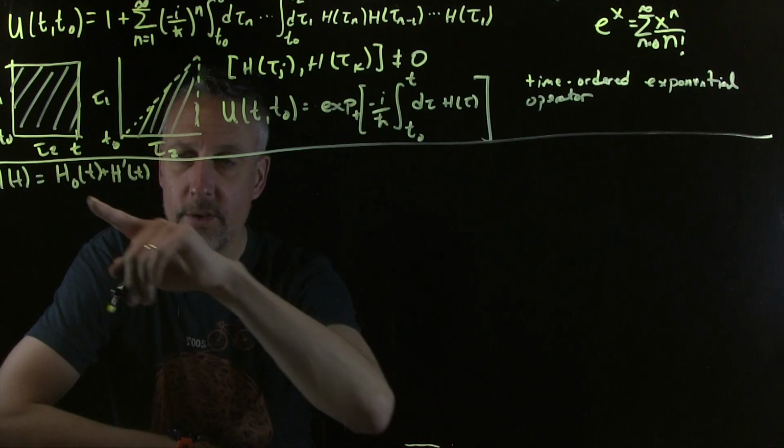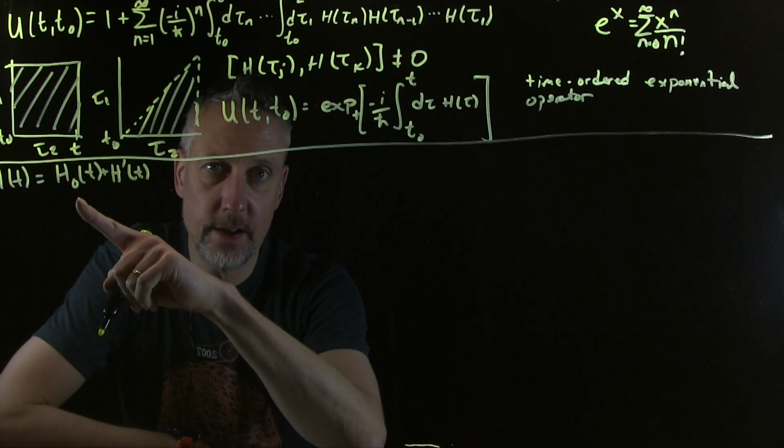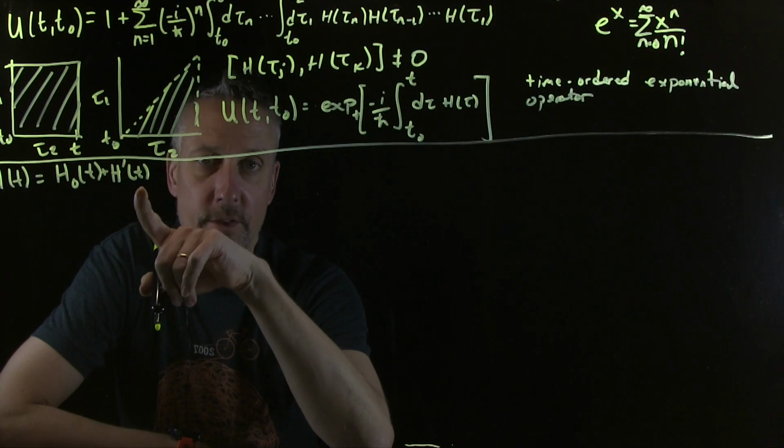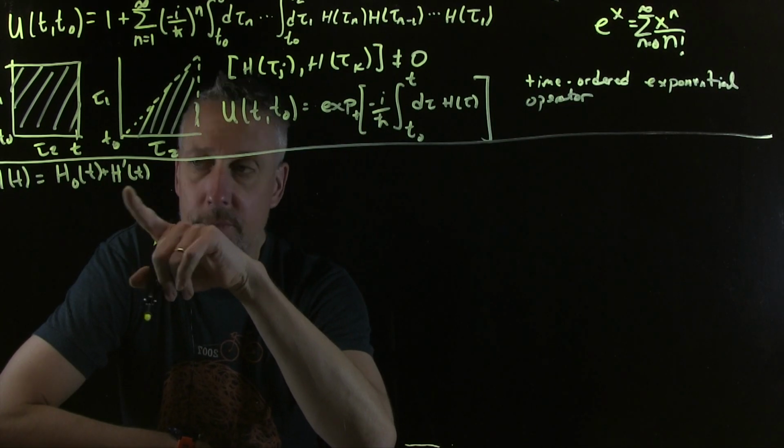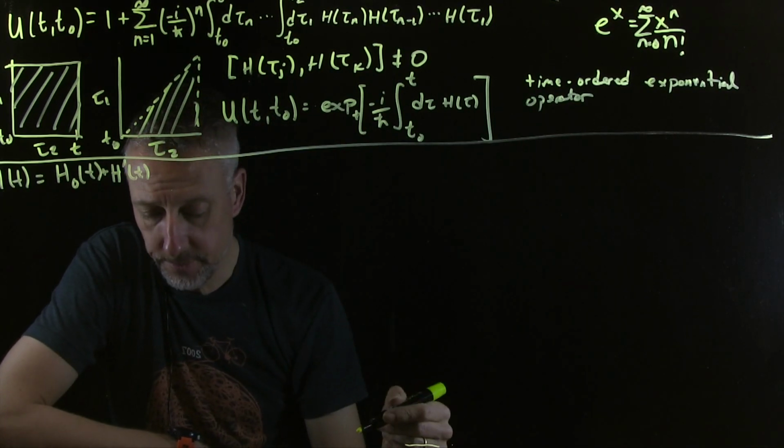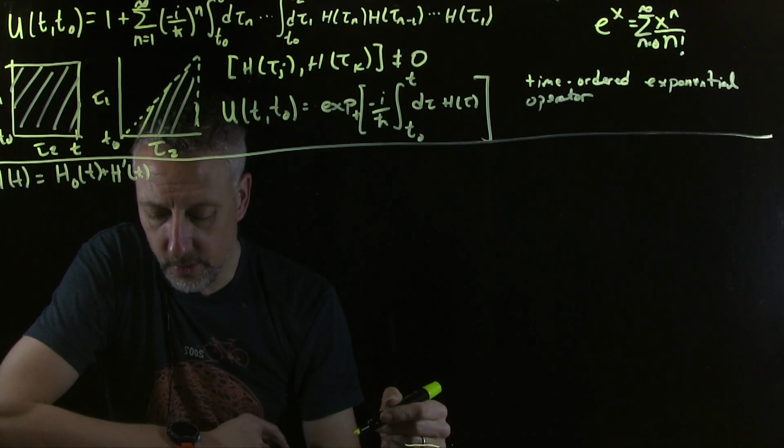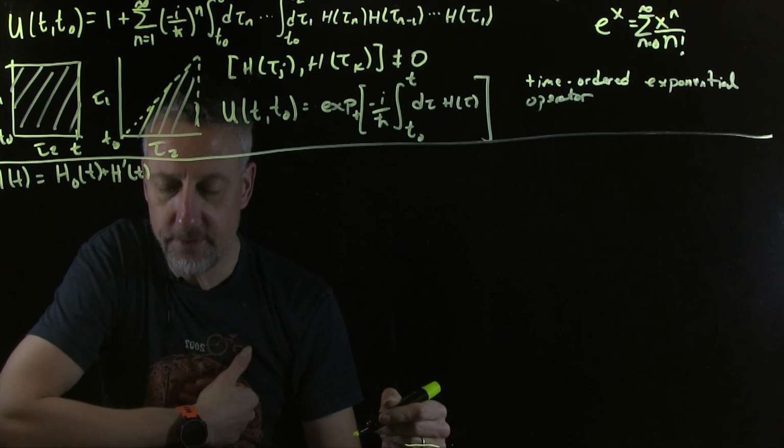This is completely general. There's nothing here that says H naught has to be known, and there's nothing that says H prime has to be small. Okay, so this is completely generic. All right, so what we're going to do then is we're going to simply define a few things.